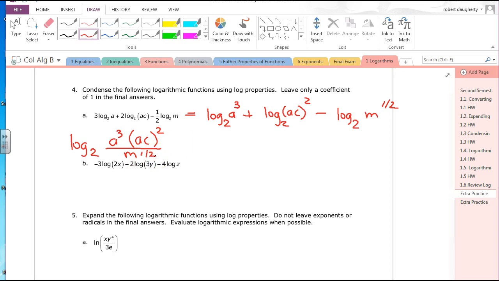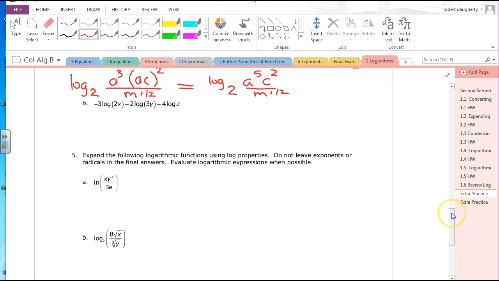You can combine these a's, so another good answer for this would be log base 2 of a to the 5th c squared over m to the 1/2. Okay. Part B, condensing this into one log expression.